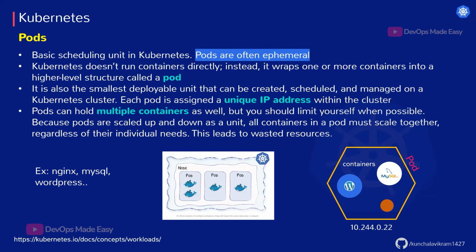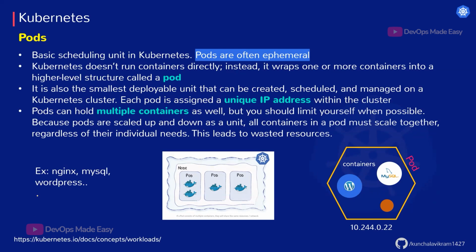So a pod is the very basic unit in Kubernetes. This is the smallest unit that you can run inside a Kubernetes cluster. And pods are often ephemeral in nature, which means they will be created and destroyed all the time.